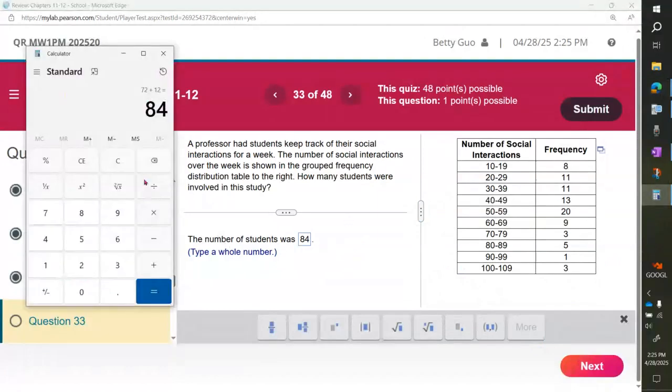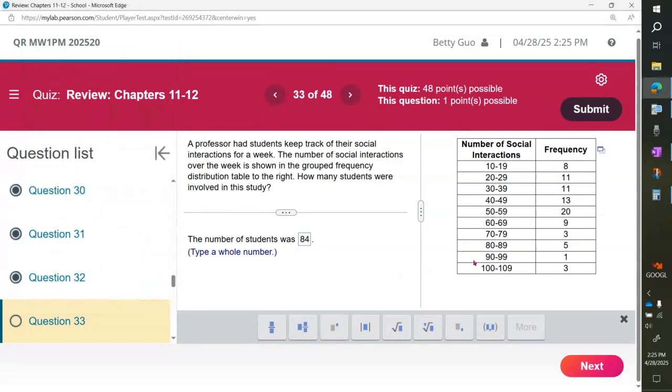So we can do that again. We do 8 plus 11 plus 11 plus 13 plus 20 plus 9 plus 3 plus 5 plus 1 plus 3. 84, yeah.